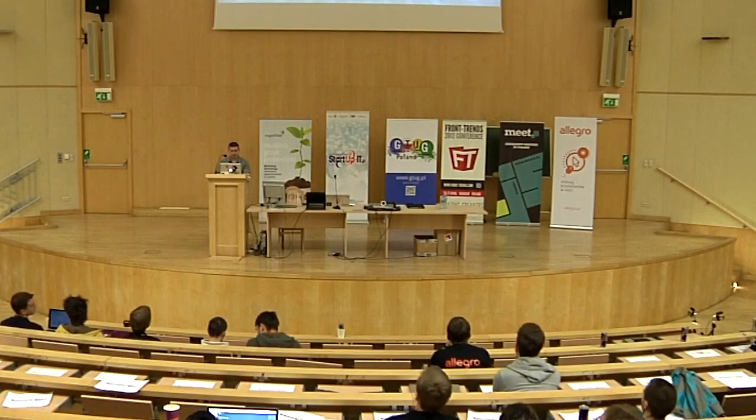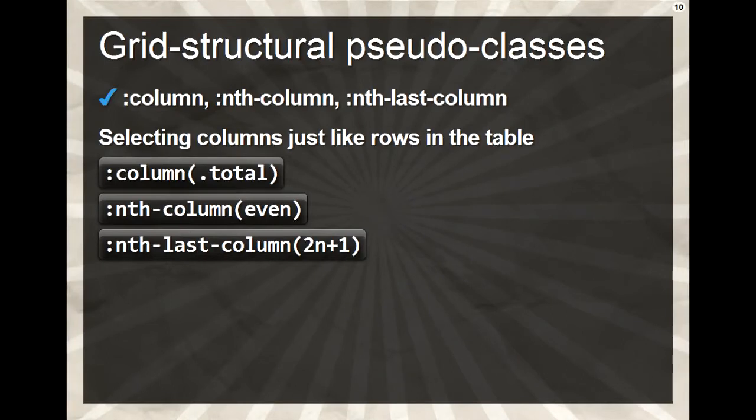The grid structural pseudo classes. This one is useful for styling tables because we have the table rows that we can normally style, that they are in the HTML structure. But using the CSS4, we can select columns with ease. We can just use nth column even and select just even columns in the table.